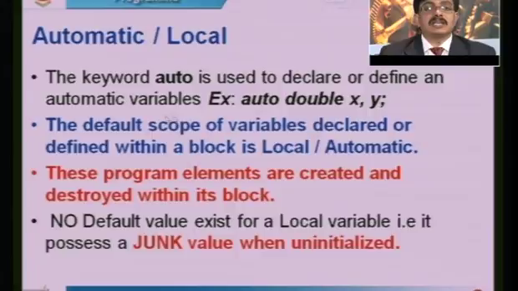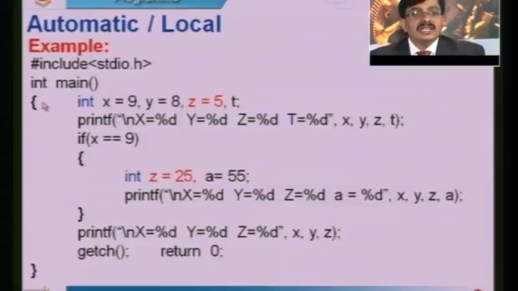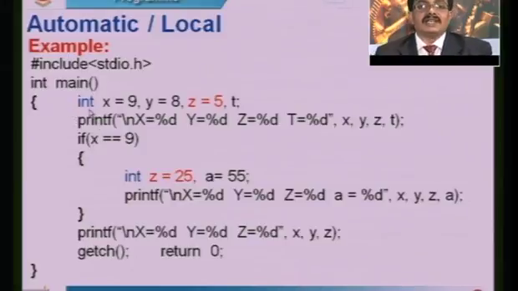With respect to local variables, we have seen various programs. Now, consider this particular example. Here, this is the main block, and this is the if block. At the beginning of the block we can declare any variables. Here I am declaring x, y, z and t as variables of type integer. Since I am declaring them within main, these are all local variables. I can use auto int or just int. The default scope will be local only.